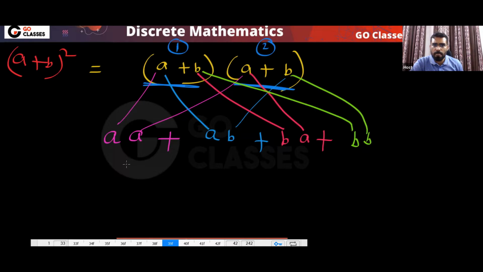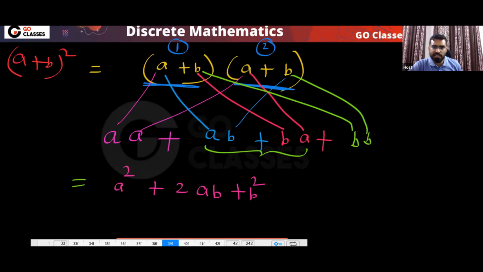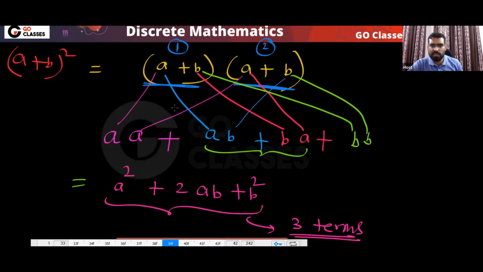Yes or no? So finally, can you notice this and this, they are same? ab plus ba, these are same. So finally I can say a power 2 plus 2ab plus b square. This is your formula. But you should understand few interesting things. Finally, how many terms we have? We have total 3 terms.